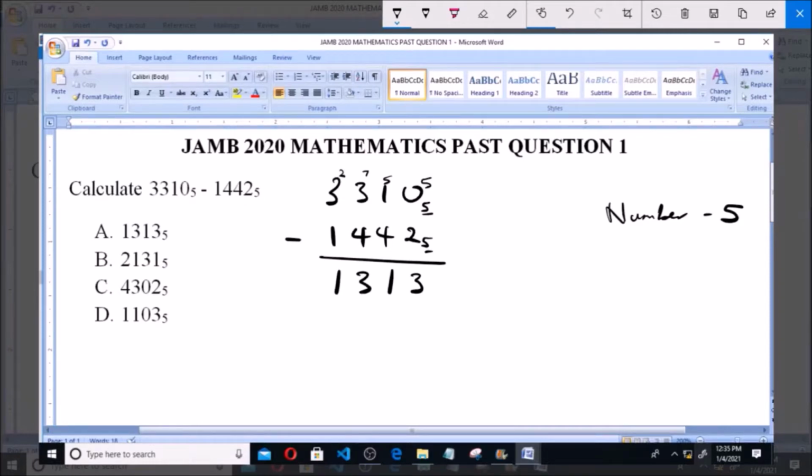So our answer is 1313 in base 5, and that is option A.